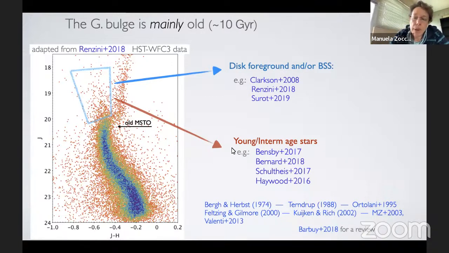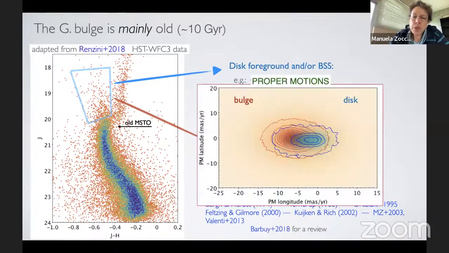Part of the disagreement is due to the fact that the kinematic decontamination from the foreground disk is not easy, because if you plot the proper motions of bulge stars, here in red, and of these stars, here in blue, they overlap largely, as you can see. The reason why they overlap is not due to errors in the proper motion, but it is due to the intrinsically large velocity dispersion of stars in these two populations. So we cannot get a better separation between these two populations, and so the decontamination will never be perfect.